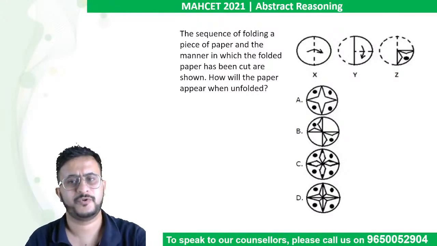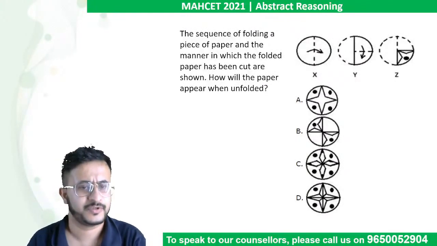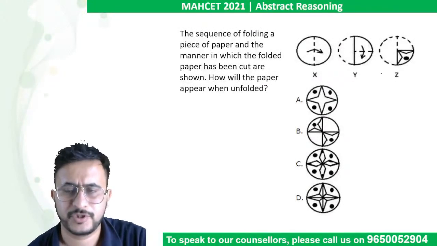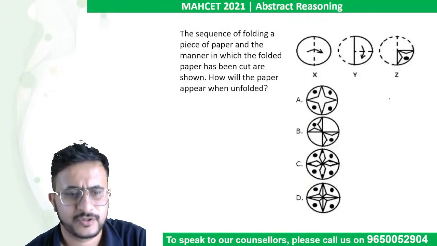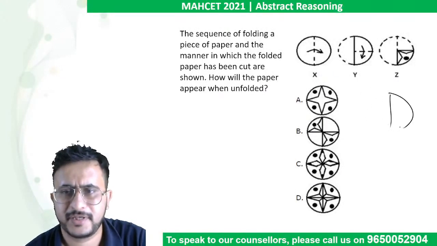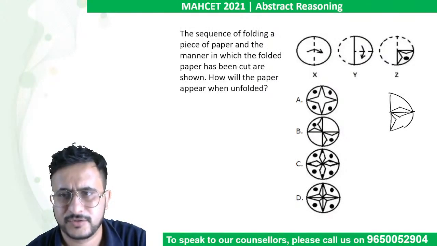So now in this case, what will happen is, we have made four folds, right? So when we unfold it, right? When we first open it, what will happen? It will become a semi-circle like this, okay? And it was like this. So this will become like this, okay?